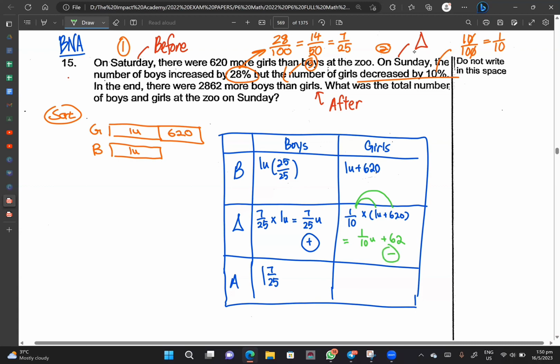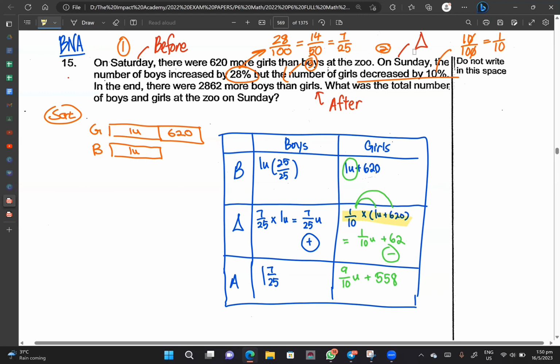So what we are going to do is this. 1 unit minus away 1 over 10 unit gives me 9 over 10 unit. 620 minus away 62 gives me 558. So why am I doing this? This part over here is simply telling me that I take out 1 over 10 from 1 unit and I take out 1 over 10 from 620.